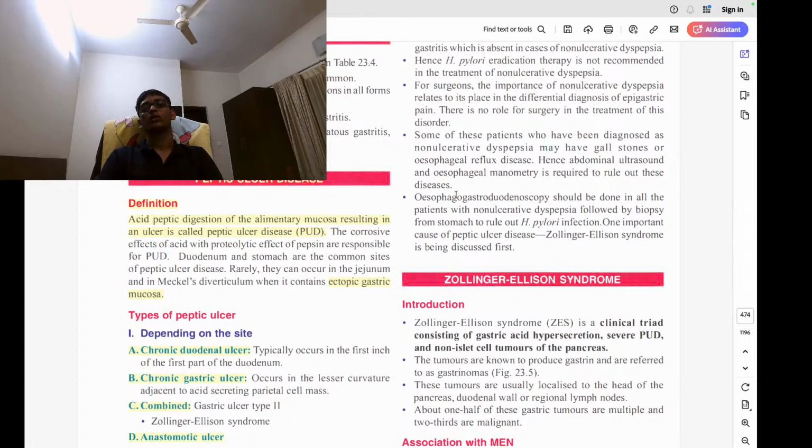Esophagogastroduodenoscopy should be done in all of the patients with non-ulcerative dyspepsia, followed by biopsy to rule out H. pylori.